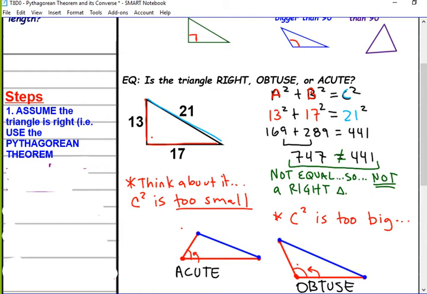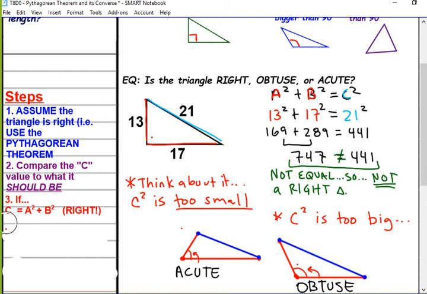We assume the triangle is right. We use the Pythagorean theorem. We compare the c value to what it should be. In the case of this example, it should be 458, a squared plus b squared, but it only became 441. In other words, it was too small. If it matched up, it would be right. If it's too big, it's obtuse, and if it's too small, then it's acute. So it has everything to do with the c squared value, whether or not it actually matches a squared plus b squared.